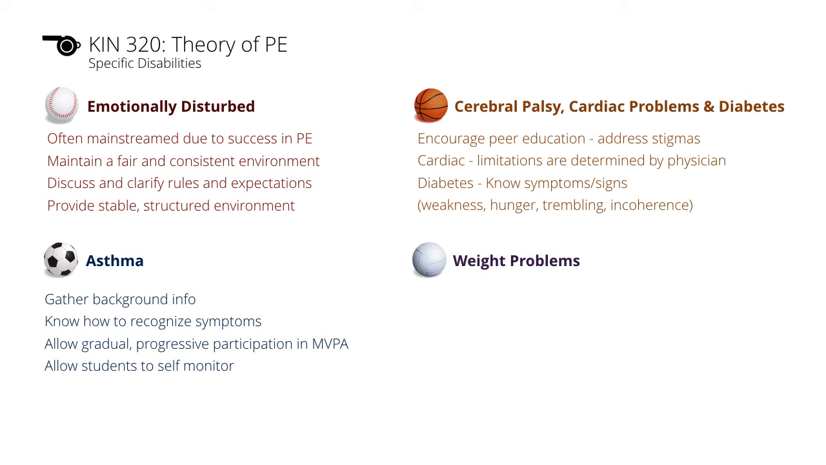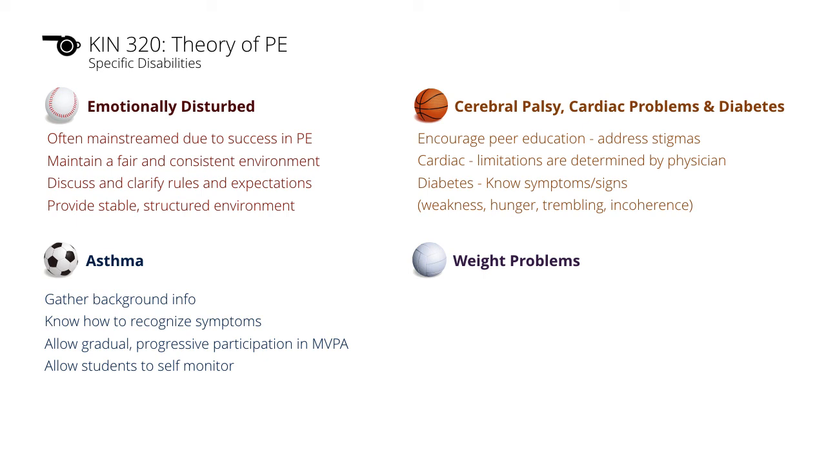Also, students that complain that they're extremely hungry, sometimes shaking, or not being able to hold a conversation, saying things that don't make sense. All of those are sometimes signs of a diabetic onset issue. So you want to be sure that you're aware of those when you have those type of students in your physical education class.